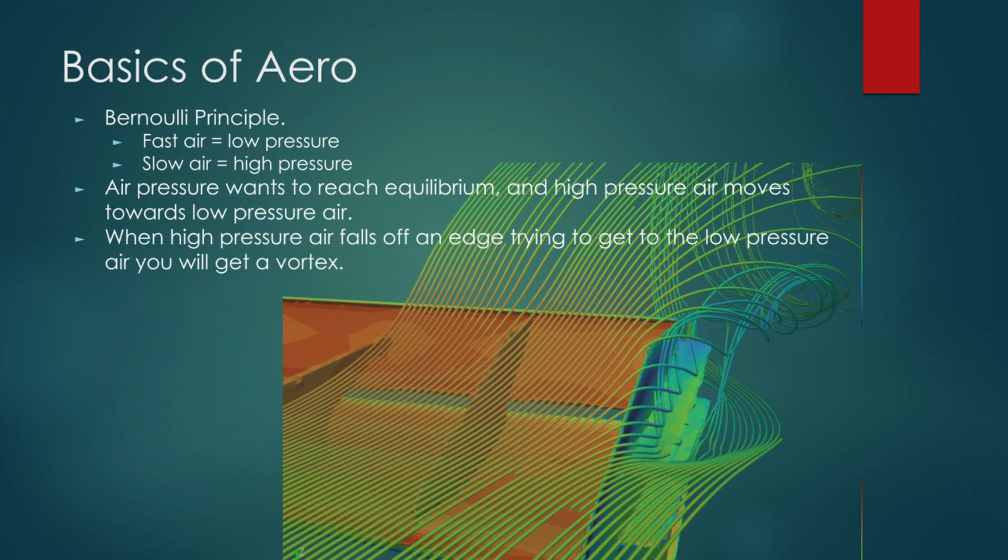The other important thing to know is air desperately wants to reach a pressure equilibrium. So if there are two areas of differing pressure, the higher pressure air will always flow towards the low pressure air. When high pressure air falls off an edge, trying to get to that sweet low pressure zone, you create a vortex, or a bit of spinning air, and we'll be talking about vortices a lot as they have a lot of uses and some drawbacks in race car aerodynamics.